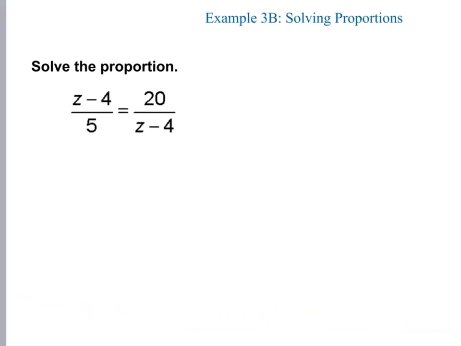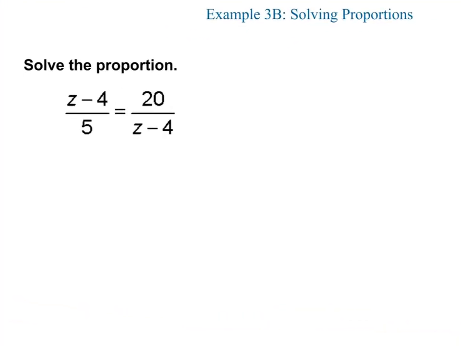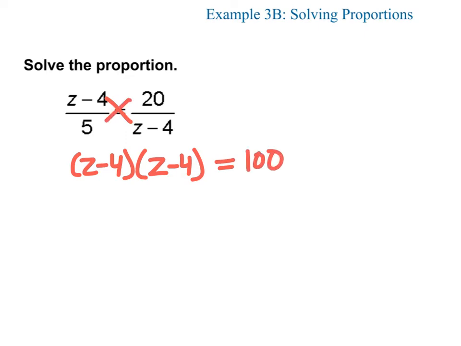Here I have a proportion that has variables in both, one in the numerator, one in the denominator of z. And so we're still going to use that cross product to solve this. And so I'm going to multiply z minus 4 times z minus 4. And then I'm also going to have 5 times 20, which is 100. Now, notice that when you multiply something by itself, that's the idea of squaring something. So I'm going to rewrite this as z minus 4 squared equals 100.